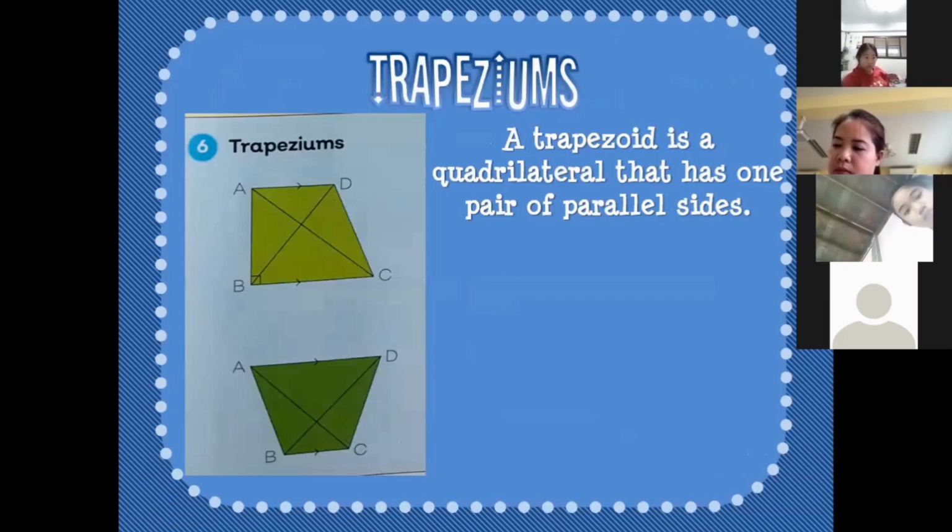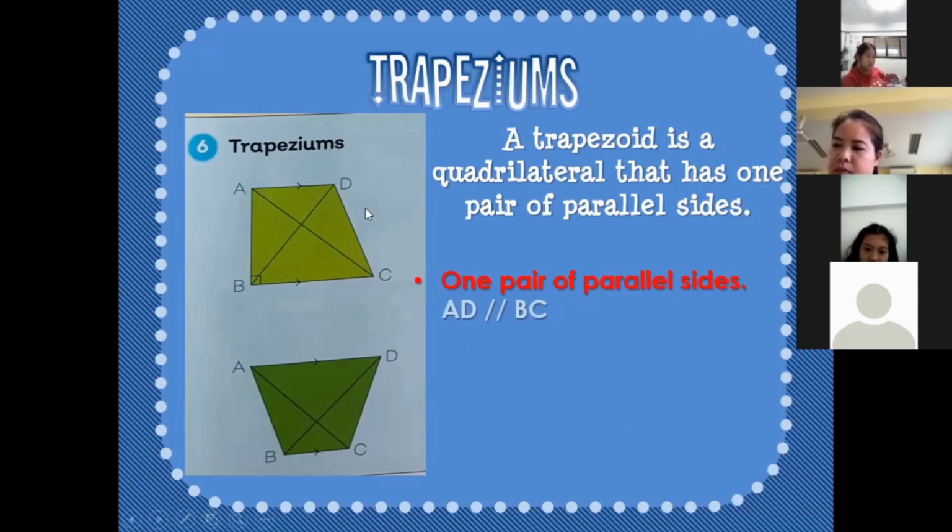And the last one, trapezium. A trapezium is a quadrilateral that has one pair of parallel sides. And that's all for today.